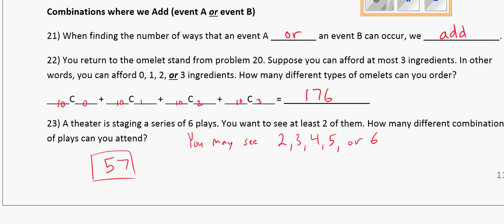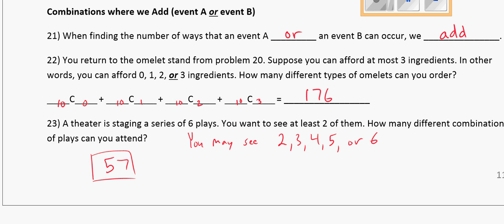When you're trying to figure out the number of ways that an event A or an event B can occur, or is a very different word than and, we add up all the possibilities. So let's go back to the omelet stand, but this time let's say we don't care if they're veggie or meat ingredients, we just want at most 3 ingredients. In other words, we could choose 0, 1, 2, or 3 ingredients, any one of those options. How many different types of omelets could we order?